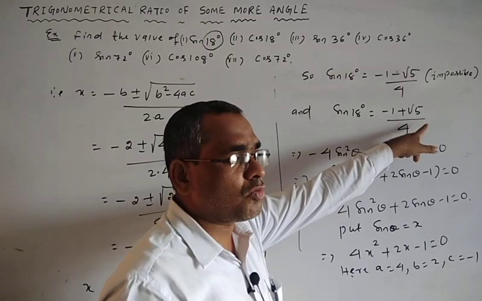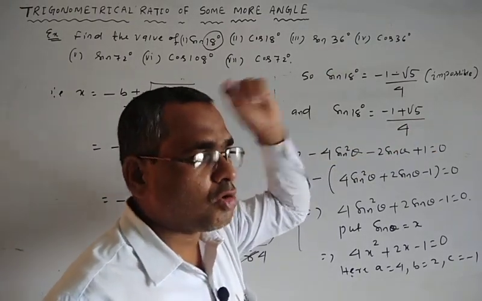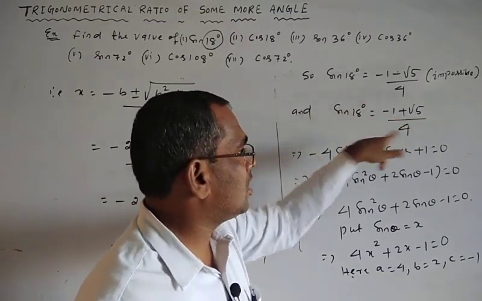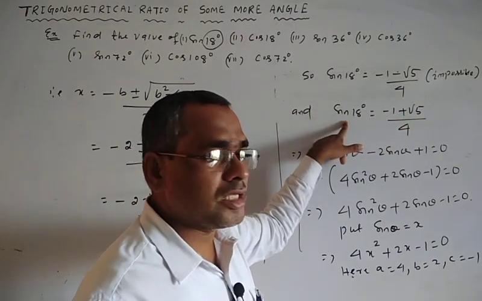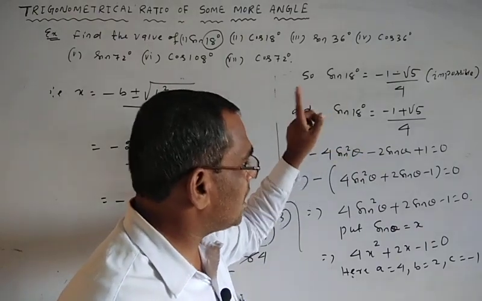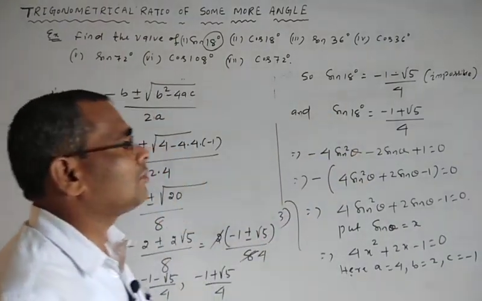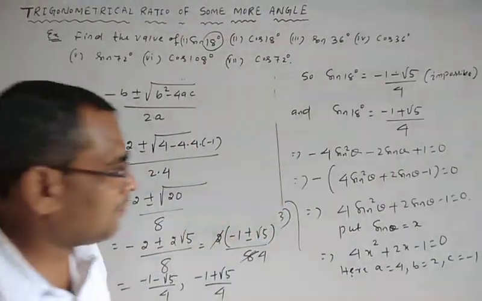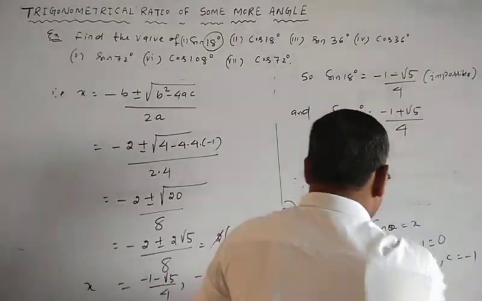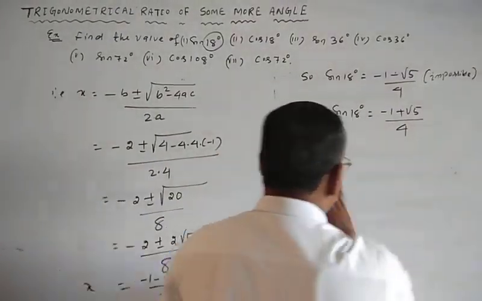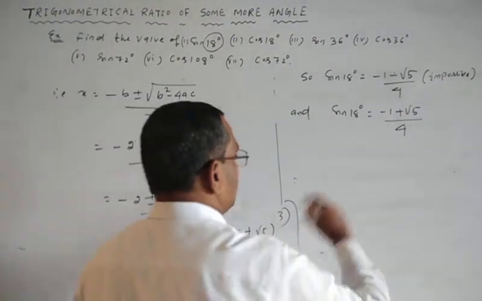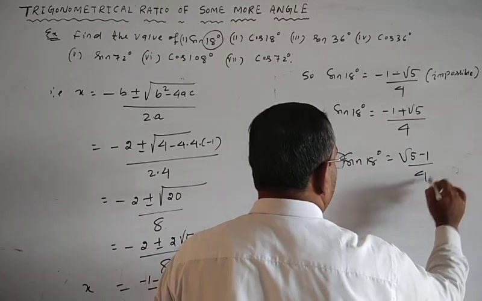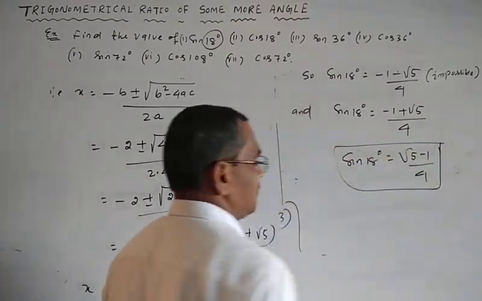But minus 1 plus root 5 means 2 point something minus 1, it will be 1 point something. So this one is a positive quantity. So sin 18 degree is naturally a positive value. That means sin 18 degree must be minus 1 plus root 5 by 4, and this is equal to root 5 minus 1 by 4. So sin 18 degree is equal to root 5 minus 1 by 4. This is the answer.